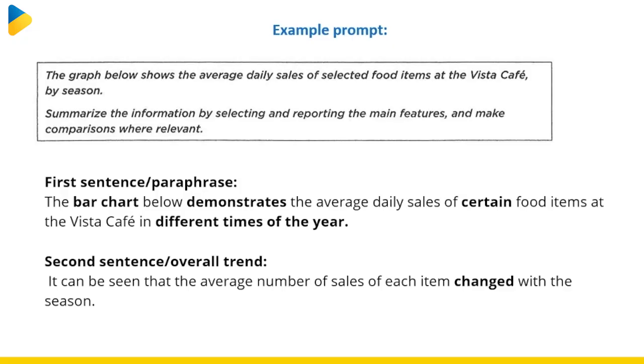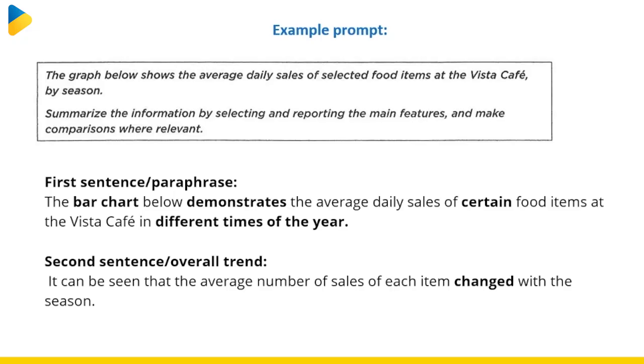So as you see, the first sentence is my paraphrase. What I did was just change a couple of words. So for example, instead of saying the graph below, I said the bar chart below. Instead of saying shows, I wrote down demonstrates the average daily sales of, instead of selected food items, I said certain food items at the Vista Cafe in different times of the year. So that was instead of by season. So as you see, I kept the same idea, but I just changed a couple of words. It doesn't have to be full words just like I wrote down in here, but it can be only 2 or 3 words, as long as you're not copying exactly the same words from the prompt.